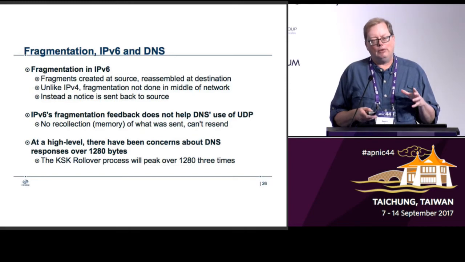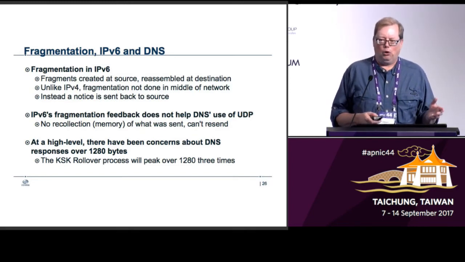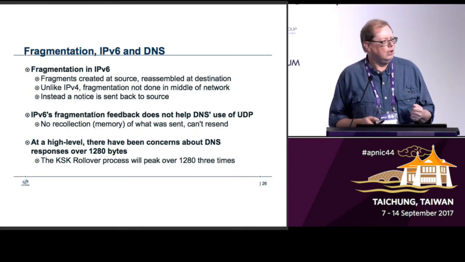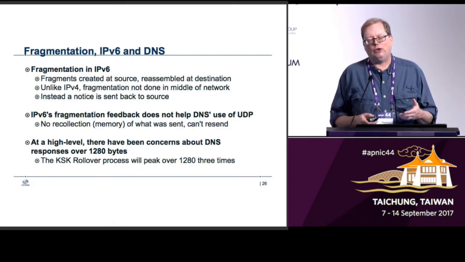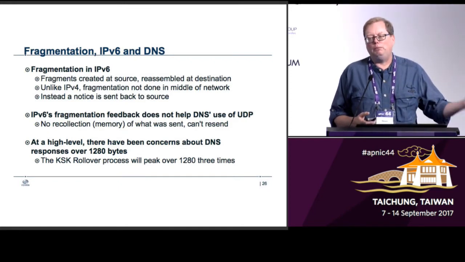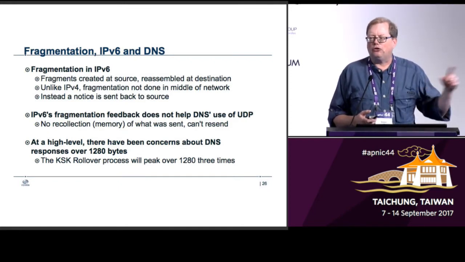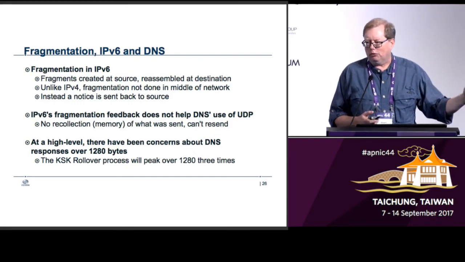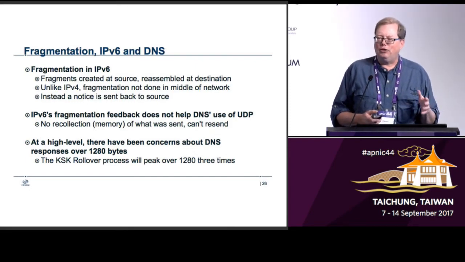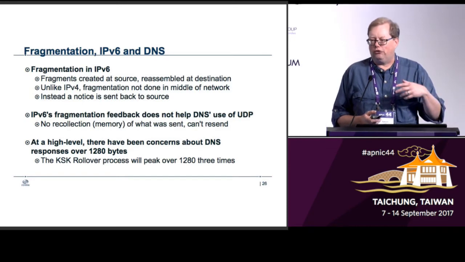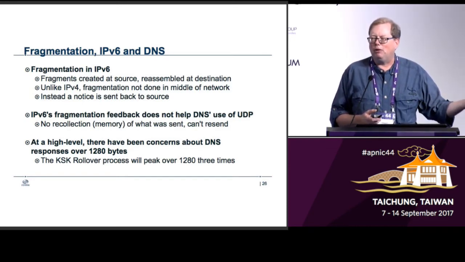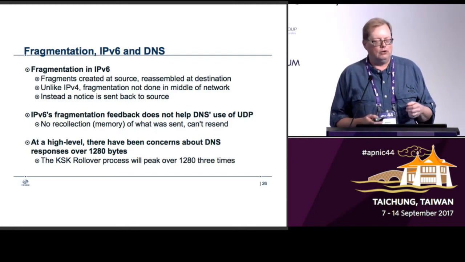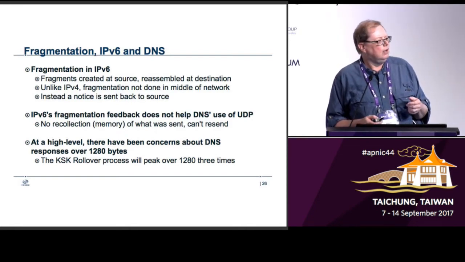IPv6 fragments data differently from IPv4, and we've heard this before in this conference. This is not a good thing for DNS necessarily, because IPv6 says its protocol runs based on you send something really big into the network, it sends back it's too big. It tells you to try again with a smaller size. DNS has no memory. It doesn't know what it sent in the past, so when it gets back that it was too big, you can't replay that response. So we're a little concerned about this.